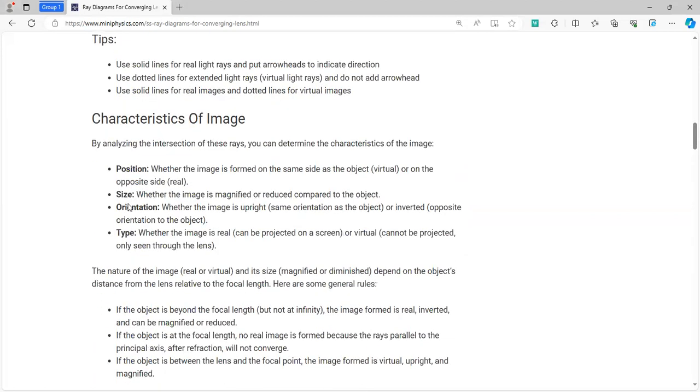Here are the principal characteristics of an image. As I told in the previous videos as well, the difference between a real and a virtual image is that a real image can be caught on a screen, whereas a virtual image cannot be captured on a screen. Similarly, a real image is always inverted, whereas a virtual image is always upright. Upright means that its orientation is the same as the object, whereas inverted, as the name suggests, means that the image produced is opposite to the original object.